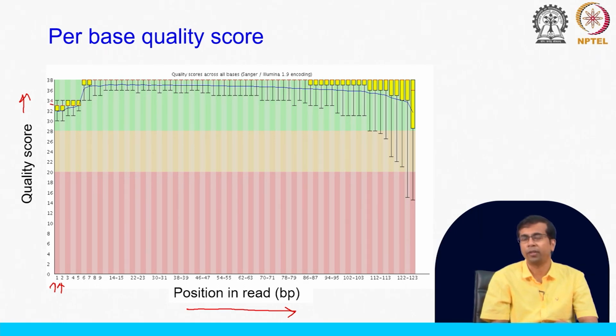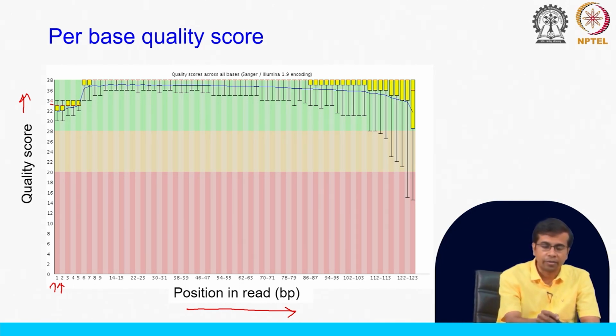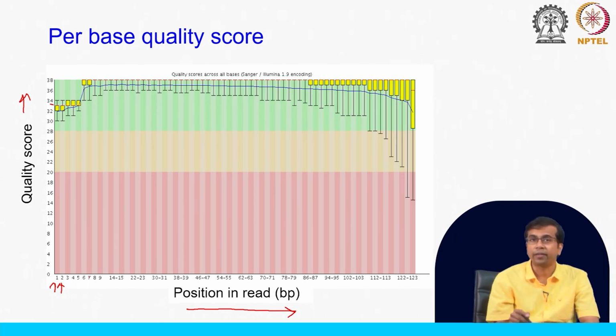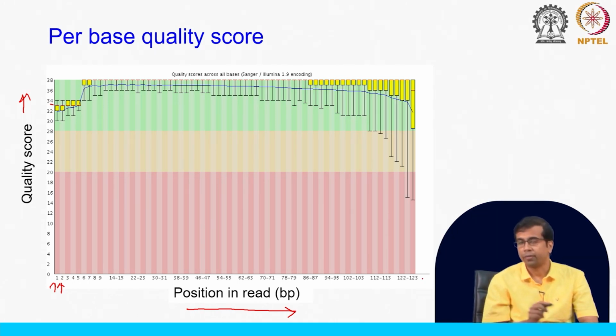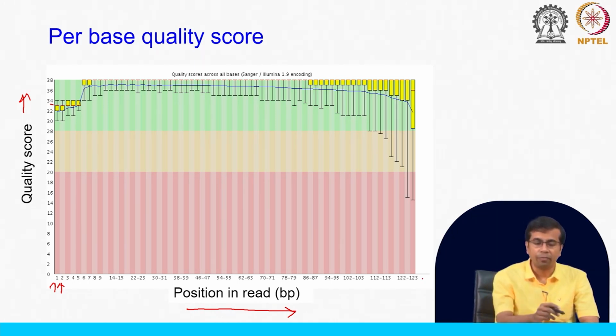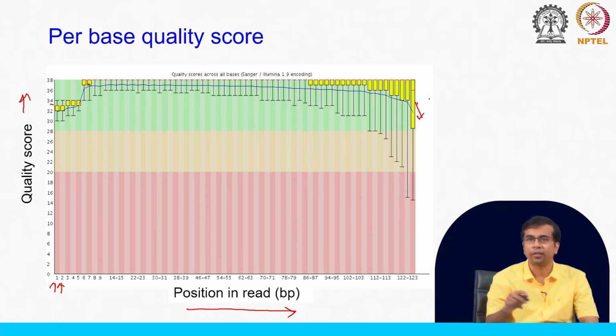Which is probably quite decent, if you remember how the probability of error is related to the quality score. As we move along the length of the read, the quality score changes. Here you see the quality score for positions 2, 3, etc., and these reads were 125 base pairs in length, so you see the quality score up to 125 base pairs. In the middle the quality score is quite high, about 38 here, that is the limit, and then it slowly goes down towards the end. This is the statistic that is generated by this program.